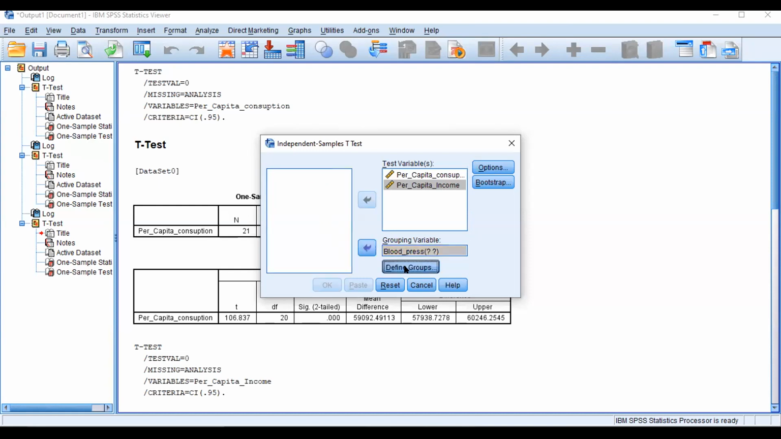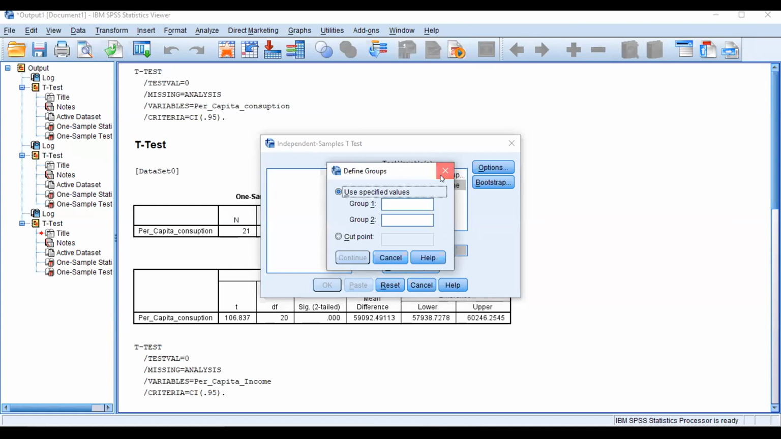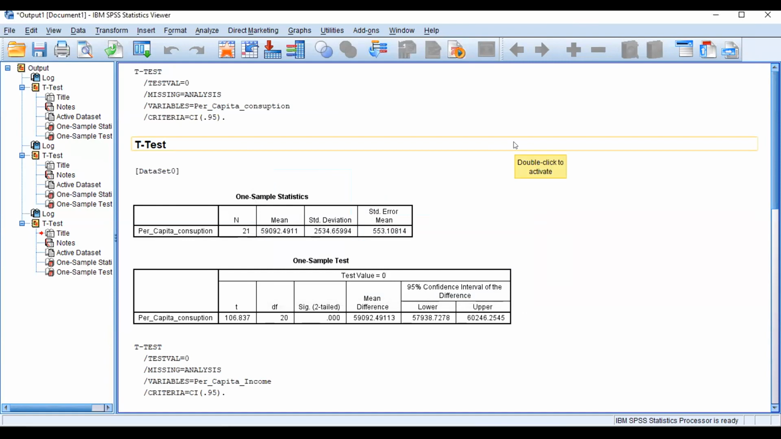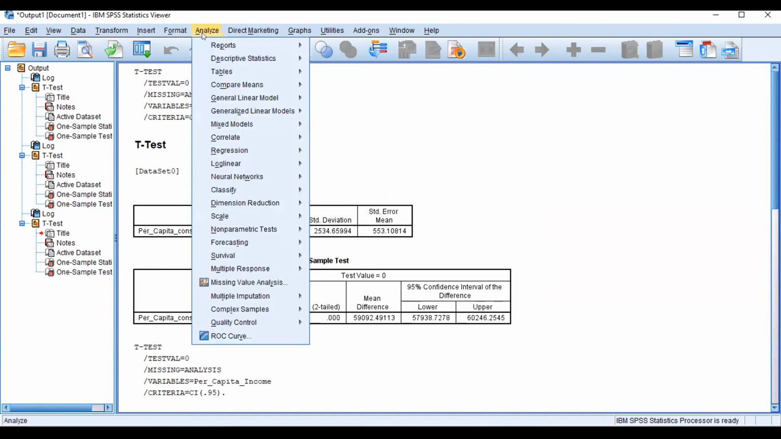Define group, we have to define it. Group 1, group 2. Later on we will discuss it. But before that, I want to make something clear. There is a difference, because in this we were having only one sample. In this we were just using one.